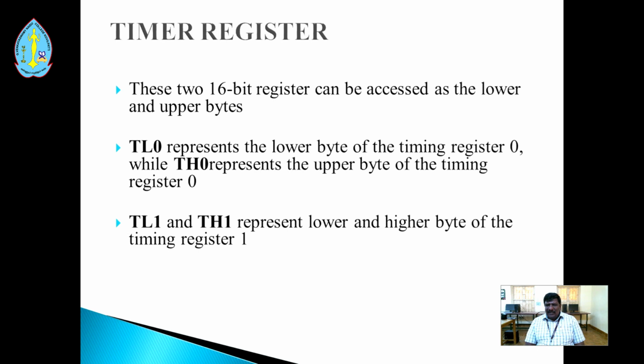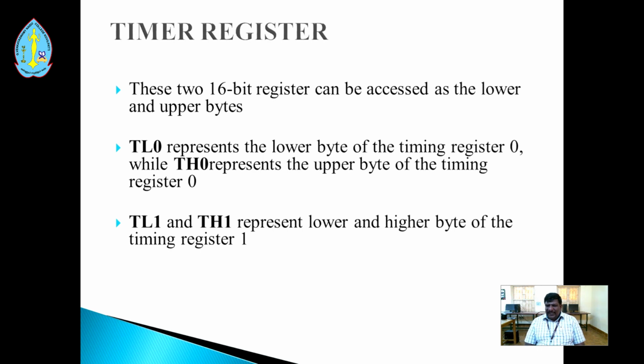Next is the timer register. Already we discussed it in the introduction. We have two timers and counters. Each is a 16-bit register. In the 16-bit register, the timer value is split into lower and higher bytes. The higher is called the upper byte. For timer 0 these are TL0 and TH0. TL0 is the lower byte of timing register 0, and TH0 is the higher byte of timing register 0.